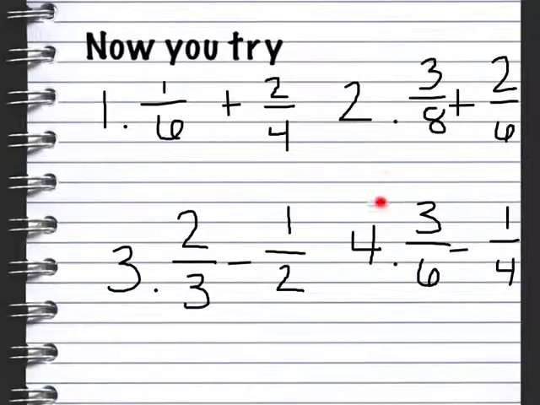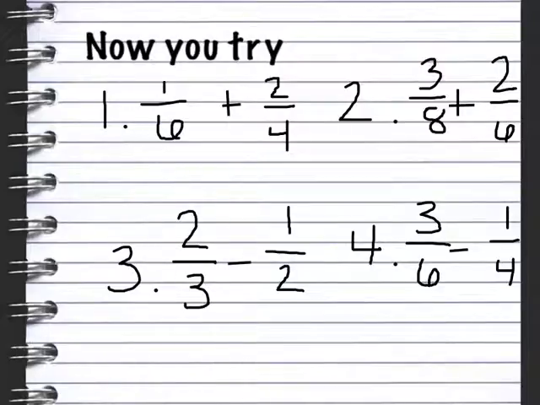I want you to try these 4 problems the way I taught you. If you're still struggling, you can do it the old way, but I'd like you to try using the least common multiple. And I'm going to check these when you come to my group. So number 1 is an add, number 2 is an add, 3 and 4 are subtract. You have 1/6 plus 2/4, 3/8 plus 2/6, 2/3 plus 1/2, 3/6 plus 1/4.